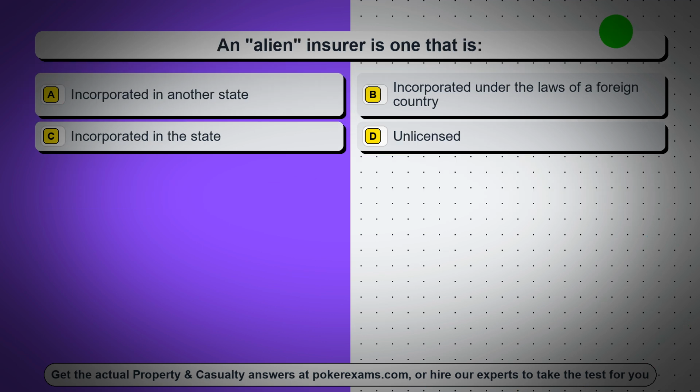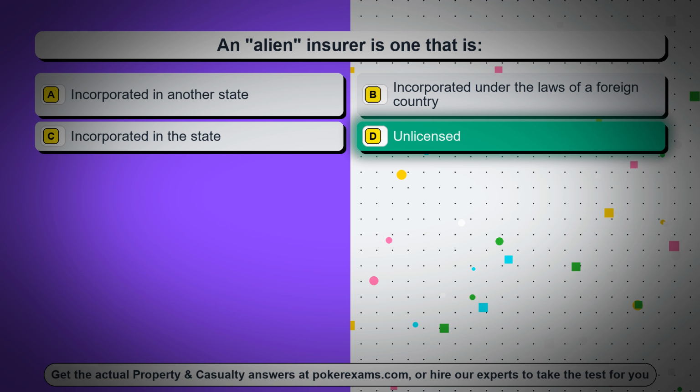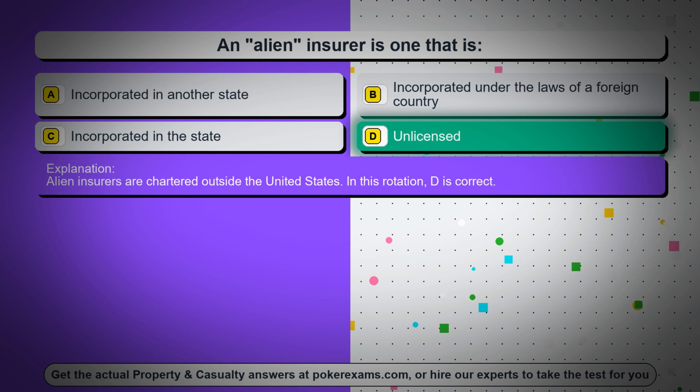Question 74. An alien insurer is one that is option A, incorporated in another state. Option B, incorporated under the laws of a foreign country. Option C, incorporated in the state. Option D, unlicensed. The correct answer is option D, unlicensed. Alien insurers are chartered outside the United States. In this rotation, D is correct.